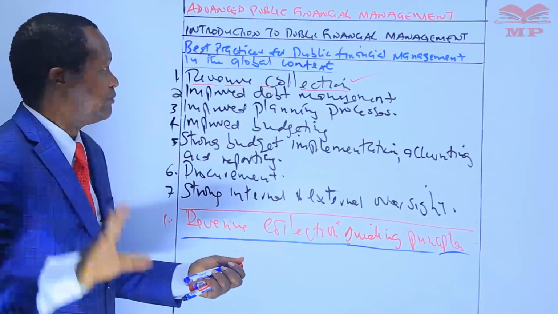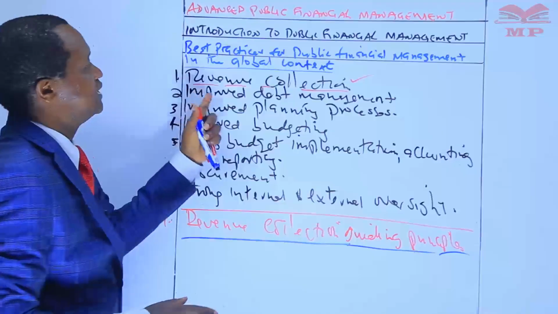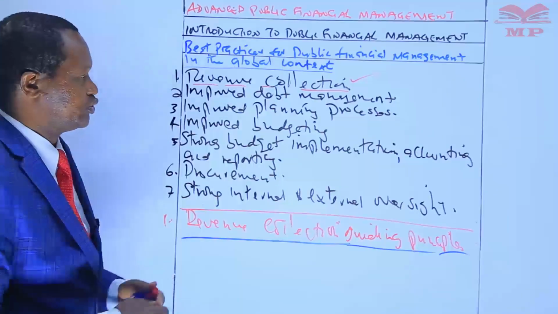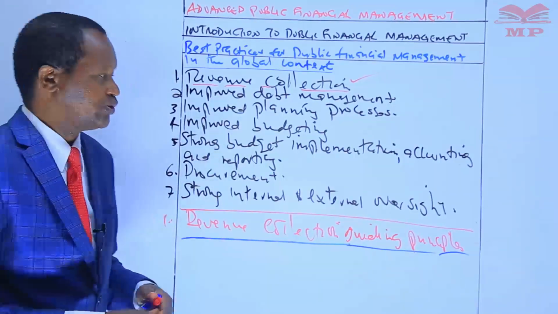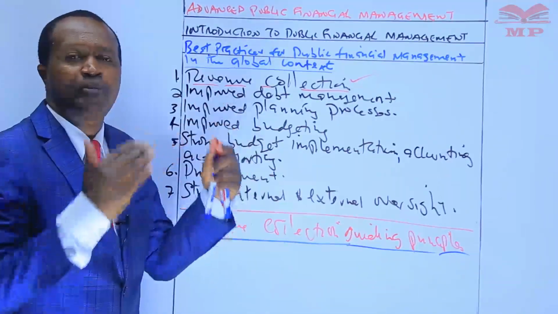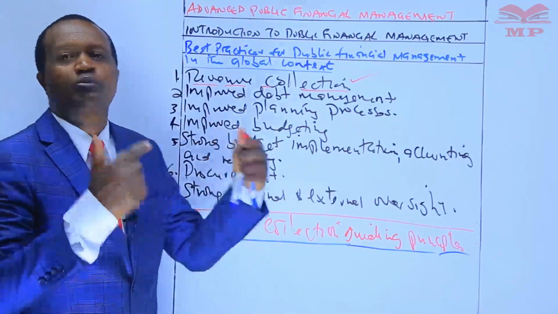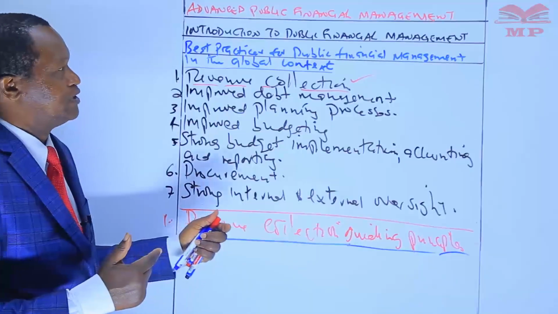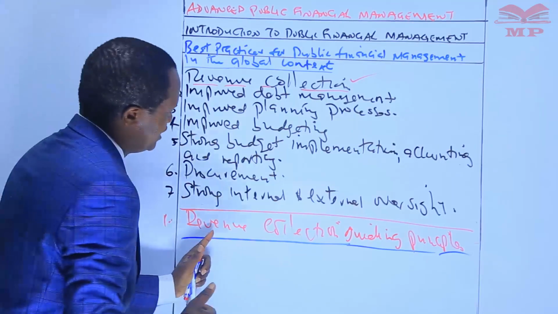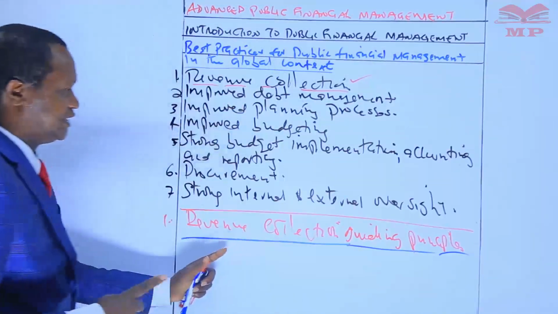Now, candidates, remember we are studying best practices for public financial management in the global context. The World Bank is a renowned institution when it comes to financial matters. So when discussing best practices, these are generally accepted methods or techniques or procedures that have been considered superior to alternatives. Why? Because they produce superior results. So the following are the revenue collection guidelines according to the World Bank guiding principles.